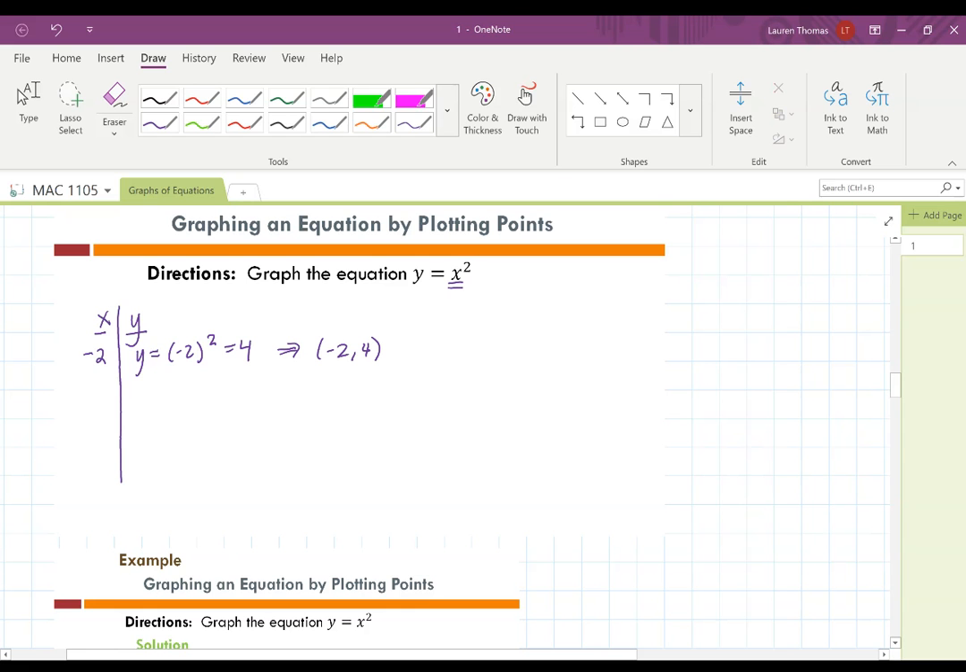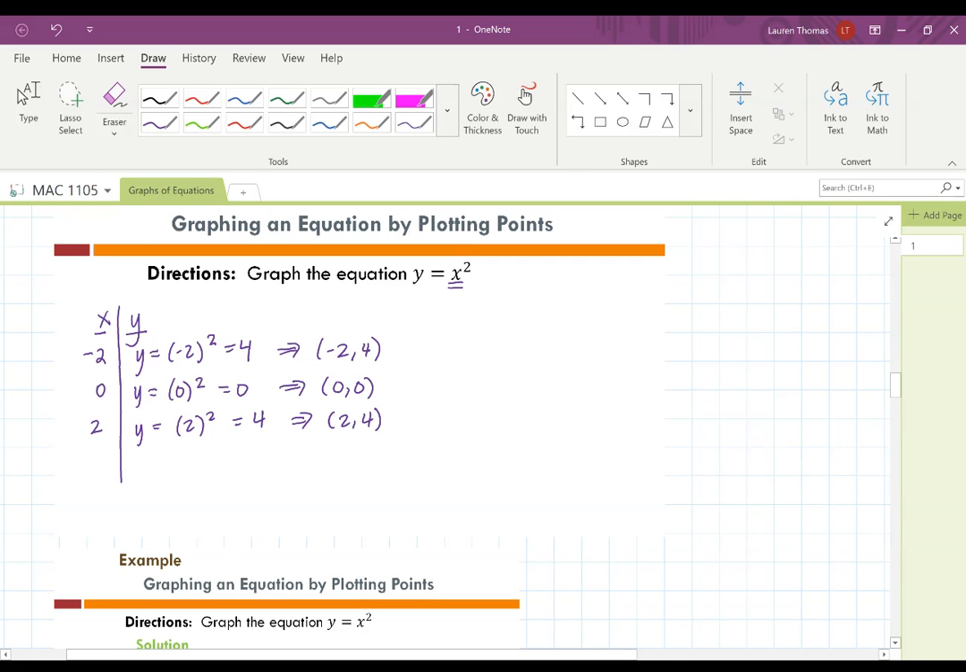All right, I'm going to go ahead and try 0 for my next point. So I'm going to plug in 0 for x. Remember, I'm going to plug that in everywhere I see an x in that equation. So 0 squared is 0. So that tells me that corresponds to the point 0, 0. And I'm going to try one more. So I'll try +2 this time. So I'm going to say y equals 2 squared, and that gives me +4. So that corresponds to the point 2, 4.